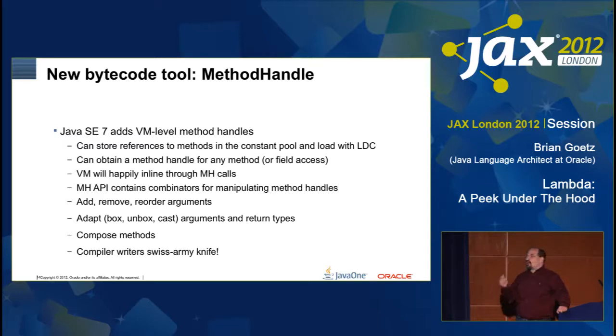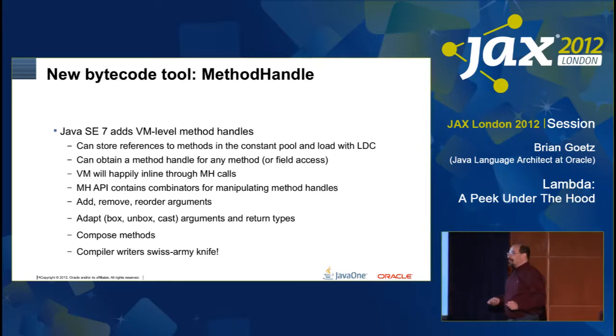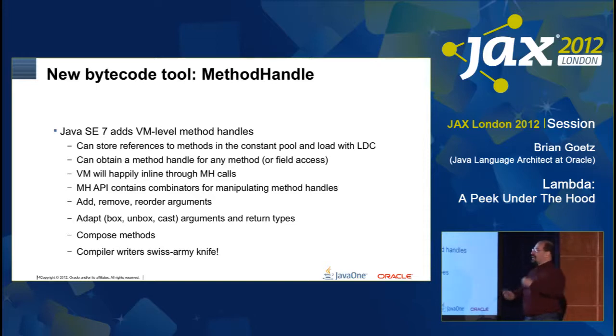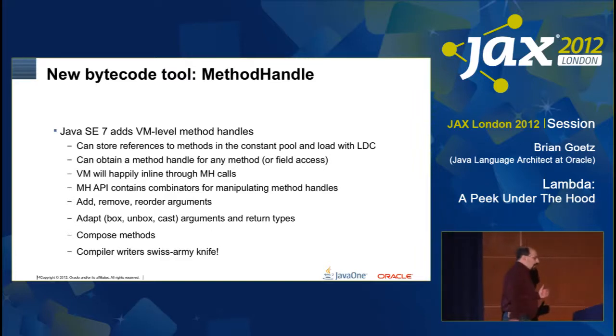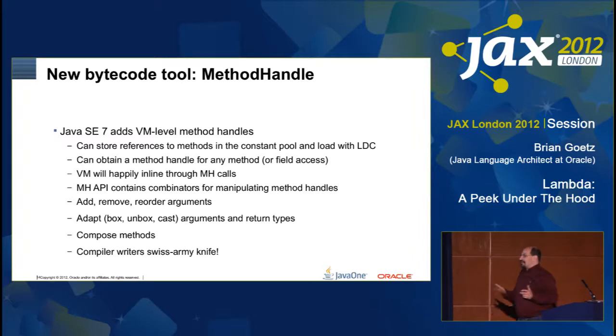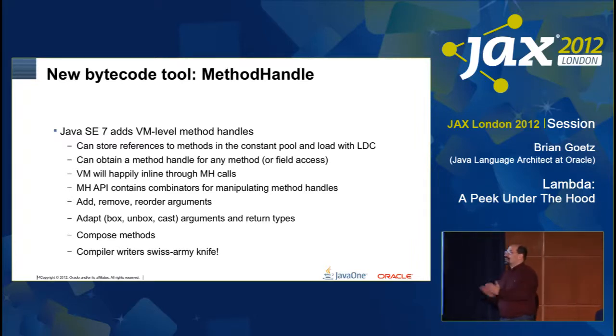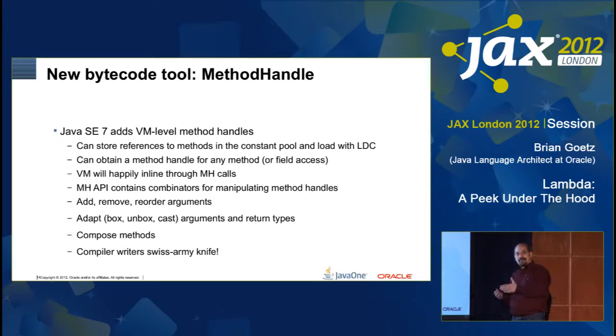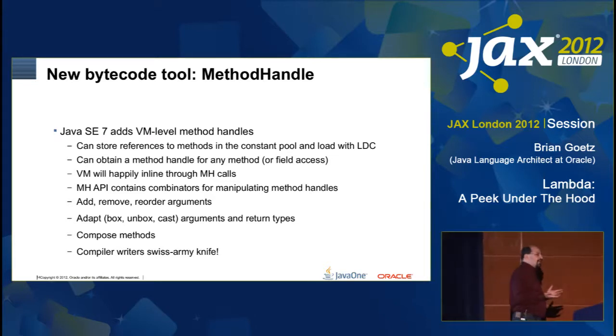And you can store references to methods in the constant pool of a class, and you can use the load constant bytecode to say, load me a method handle for this class. And this is a very fast operation. So you can basically load a pointer to a method right into a register that way. And you can do this for any kind of method, a static method, a virtual method, a super method, even field access. You can turn this into a field getter or setter. You can turn this into a method handle. And the nice thing about this is that since the VM knows what a method handle is, it can inline through them.